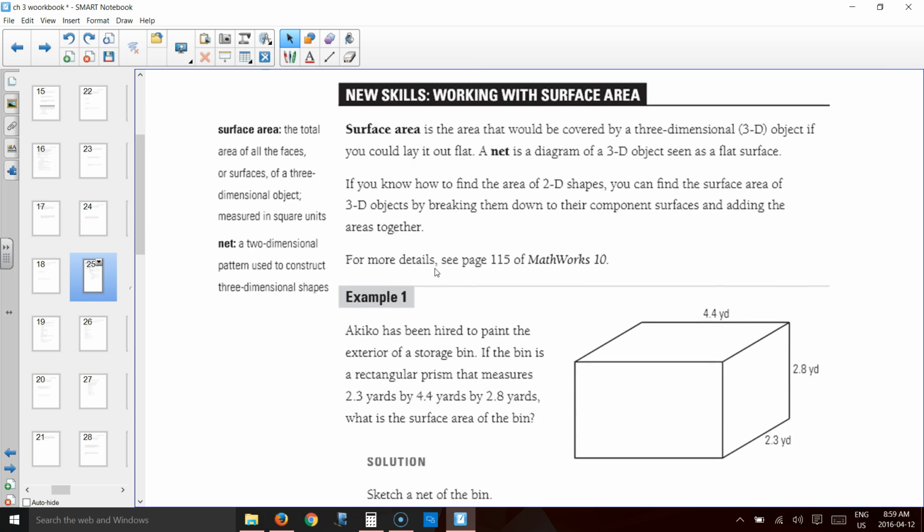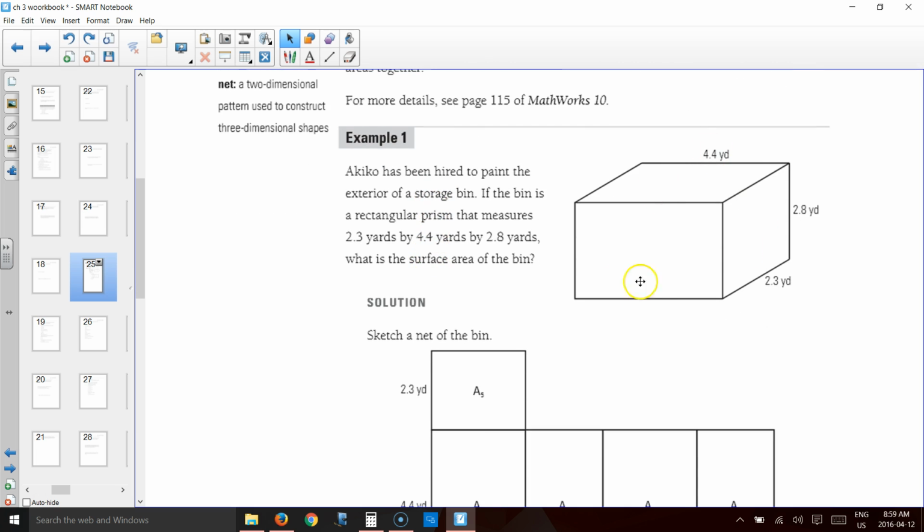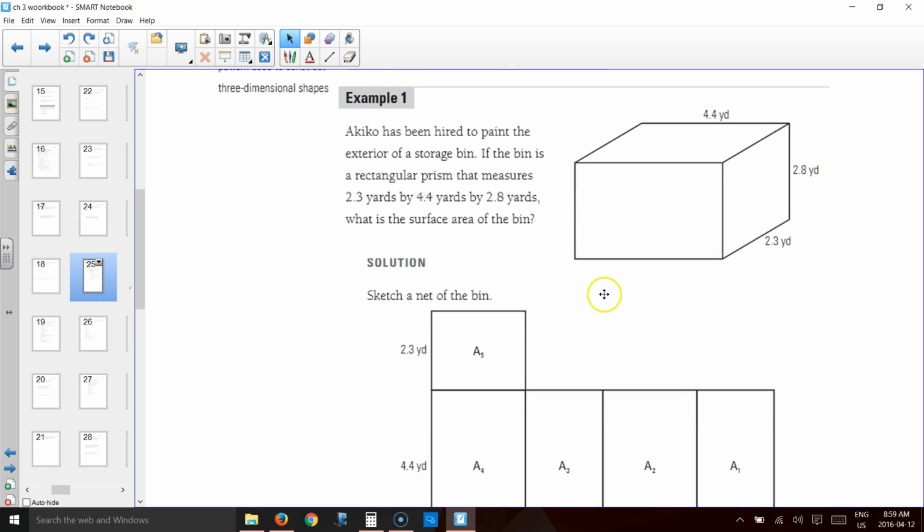You can take a look and see, based on the pictures in front of us, there's a cube or a rectangular prism, and immediately people see those three dimensions, length, width, and height, and they want to multiply all those to find the volume. But we're talking about surface area. We're talking about the outside areas of all six sides.